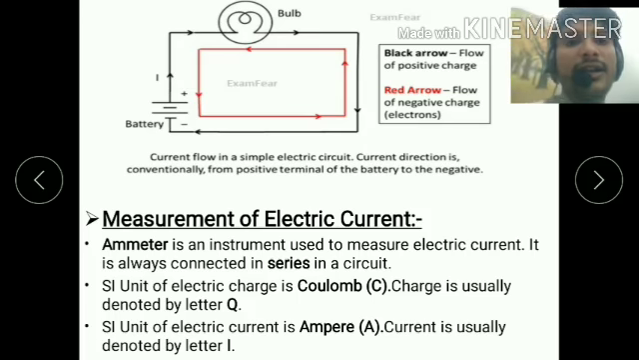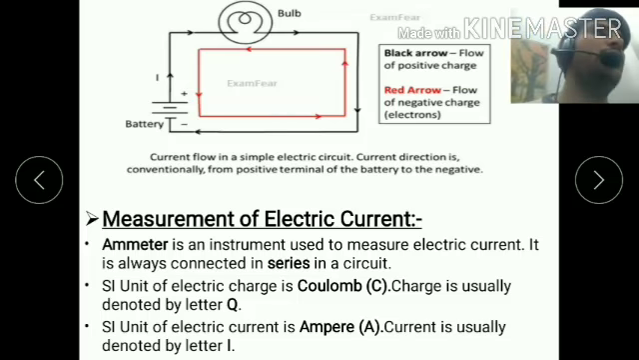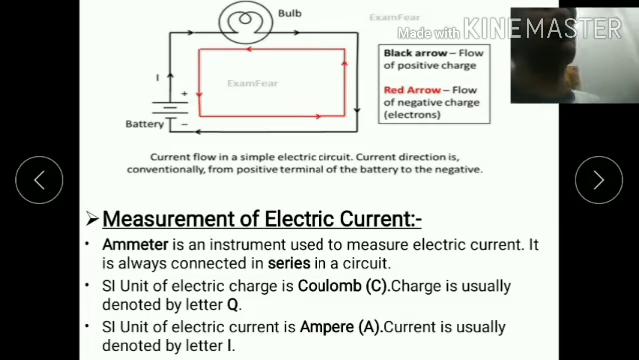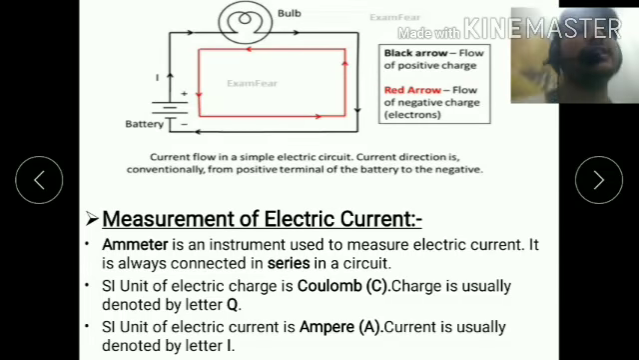Measurement of the electric current. An ammeter is an instrument used to measure the electric current. It is always connected in series in a circuit. You should always remember that it is a most important term. The ammeter is always connected in series in the circuit, which means that in the direction the current flows, you have to add the ammeter in that direction. That is called the ammeter. The ammeter is used for the measurement of electric current.